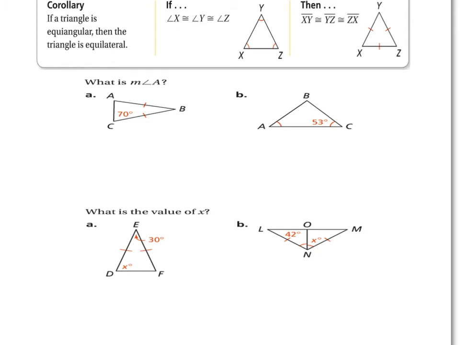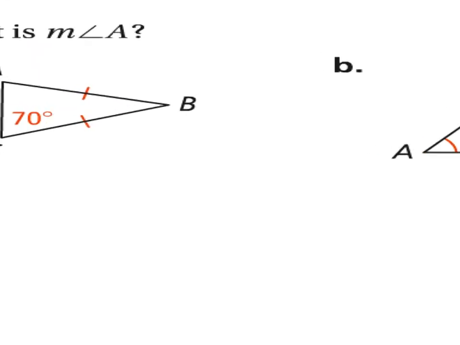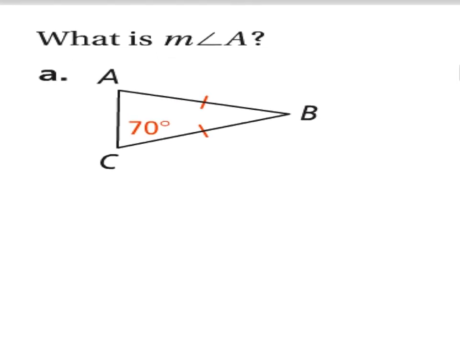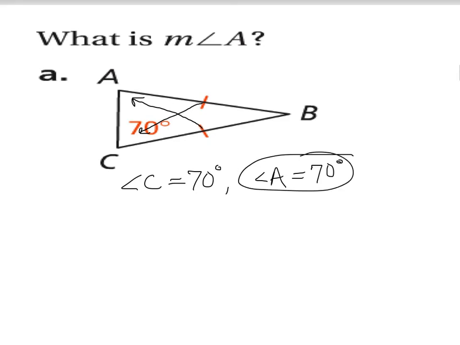So it wants to know what is the measure of angle A. Well, as you look at this triangle, this is an isosceles triangle, and you know that if the two sides are congruent to each other, the opposite angles are congruent as well. Well, the opposite angle is 70 degrees. So angle C is 70 degrees. That's one of the base angles. The base angles have to be congruent in an isosceles triangle, so therefore angle A is also 70 degrees. And that's what you're looking for.